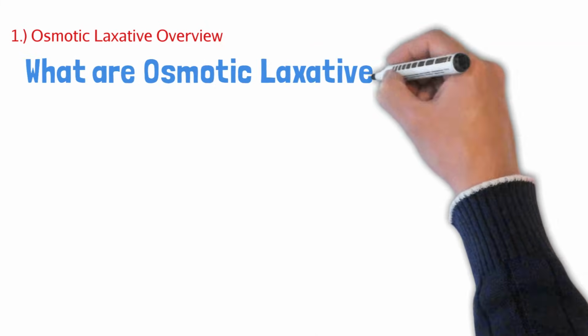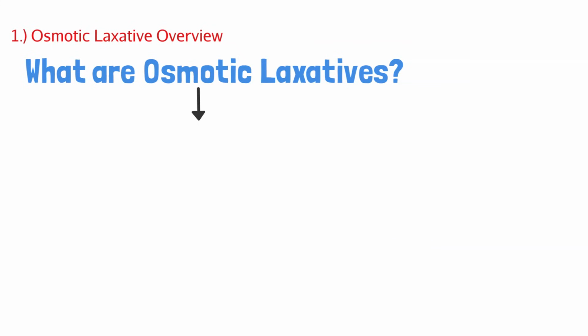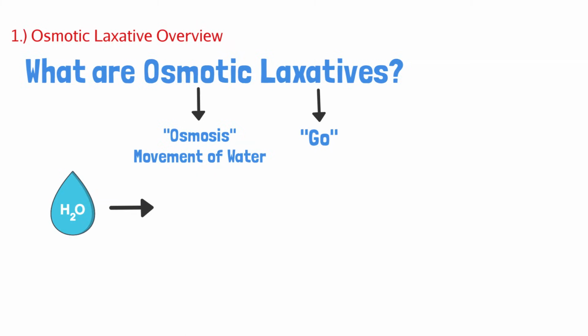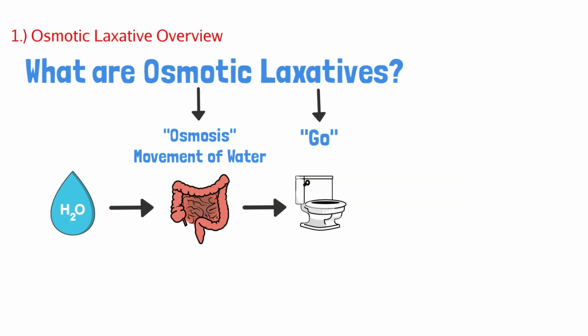To understand osmotic laxatives, first we have to do a quick overview. So what are osmotic laxatives? Well, osmotic means osmosis or movement of water. That's very important to know. There has to be a component of water moving, and we'll talk about that. And laxatives, we know, make you go, right? They make you go to the bathroom. So basically what osmotic laxatives do is they'll have water pull into your colon and large intestine to help you go to the bathroom. We'll talk about this in more detail later, but that is the gist of it.